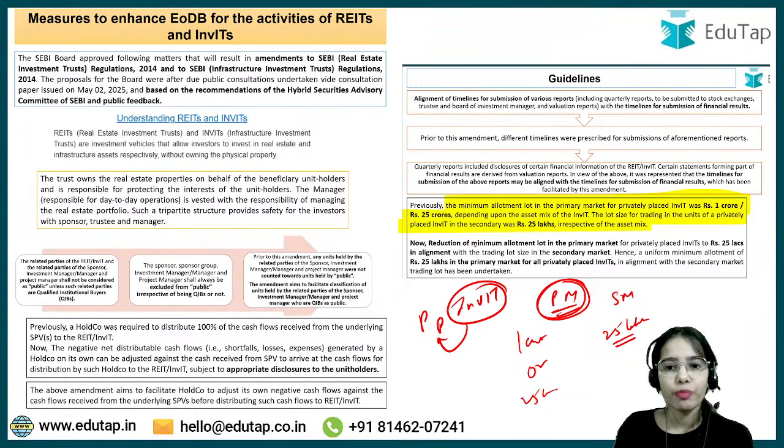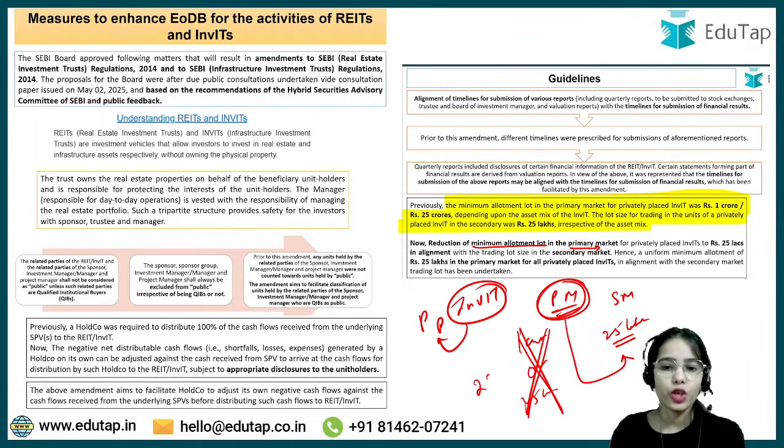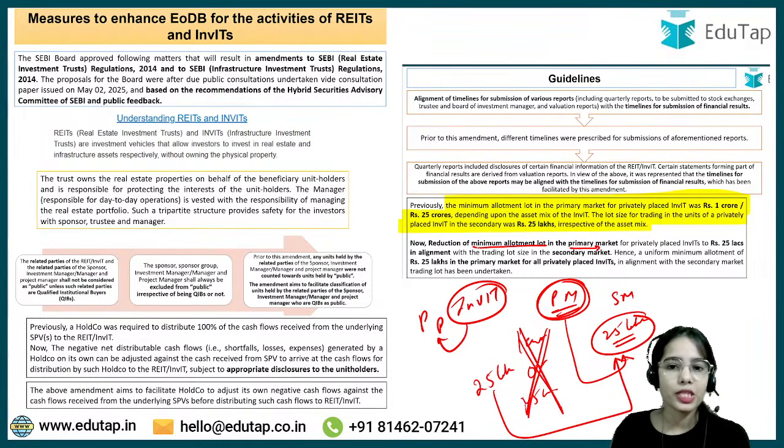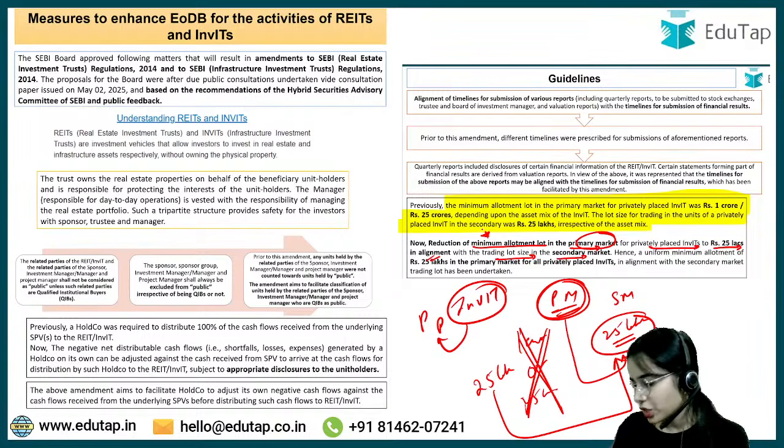Now the reduction of minimum allotment lot has happened in the primary market. The primary market and the secondary market are being aligned, and so in the primary market, the limits have been changed from 1 crore or 25 crore to 25 lakh to align it with the secondary market. Okay, so this is the idea that the reduction of minimum allotment lot has happened in the primary market for privately placed InvITs to rupees 25 lakhs in alignment with the trading lot size in the secondary market. So this is the idea. Any confusion here?